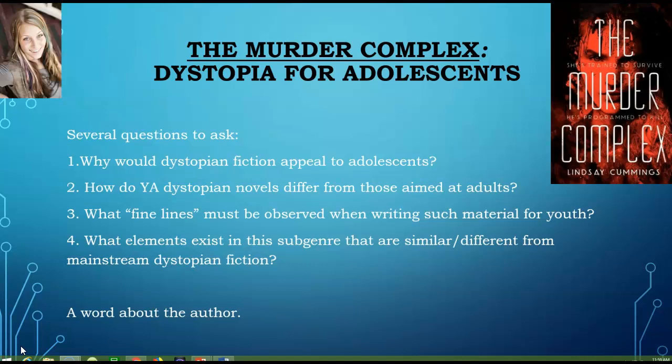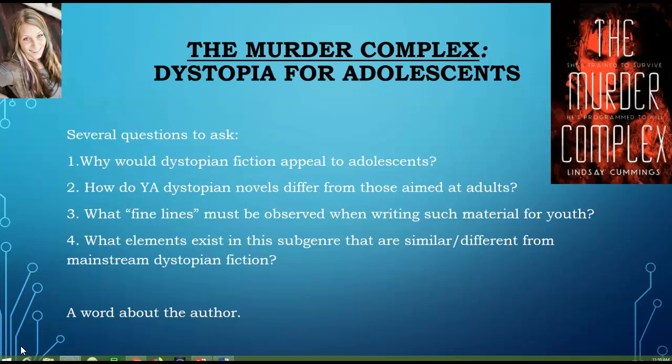But what we want to look at is how do these types of novels differ from those aimed at adults? What's in them that's not in stuff for adults? What's not in them that would be in stuff for adults? The Handmaid's Tale is a very different type of dystopian novel, not something you would aim at 12-year-olds, right? So there are going to be some really stark, obvious differences, but we want to look at what's in here that wouldn't be in something geared more towards adults.